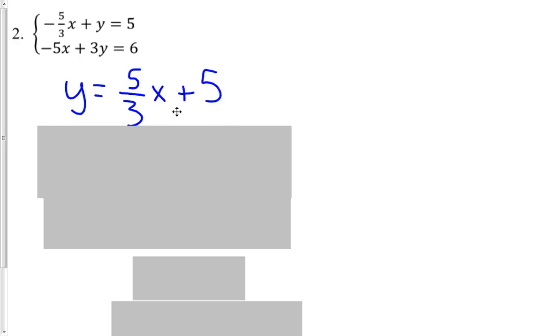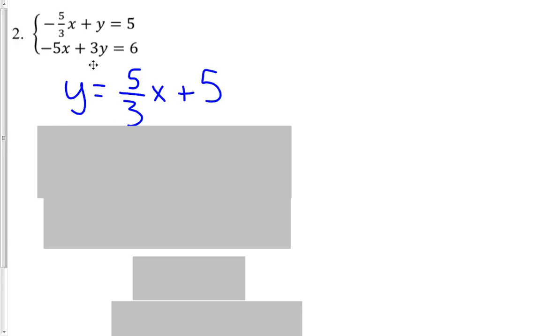Next, we have negative 5/3 x plus y equals 5, and negative 5x plus 3y equals 6. It's easiest to solve for the y up here on top, because all we need to do is add 5/3 x to both sides of the equation, and we'll be solved with y equals 5/3 x plus 5.